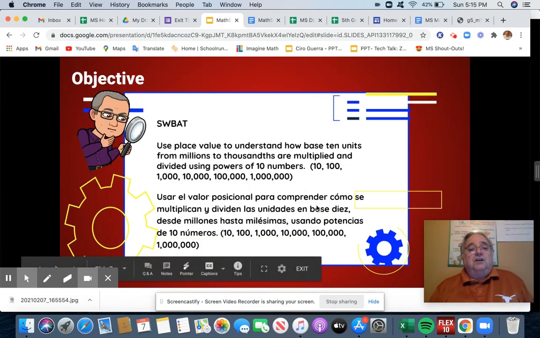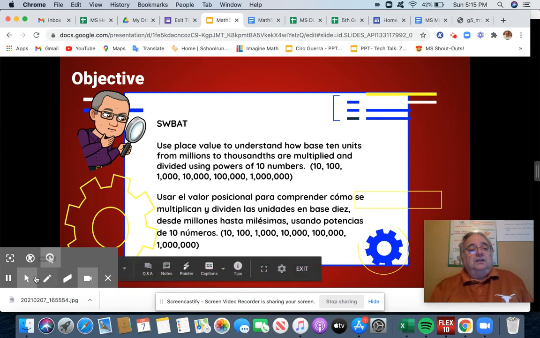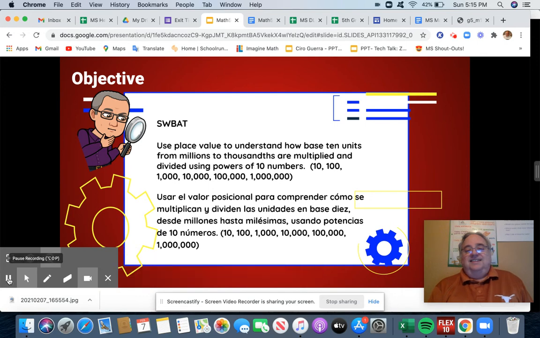Oh, but first, I'm going to pause the video so that you can go ahead and give us the objective. Pausing in 3, 2, 1, pause. Excellent! Love hearing those loud voices and you being such leaders and volunteering in class. Scholars will be able to use the place value to understand how base 10 units from 1 millions to thousands are multiplied and divided using the power of 10. Numbers such as tens, hundreds, thousands, 10,000s, 100,000s, and millions.